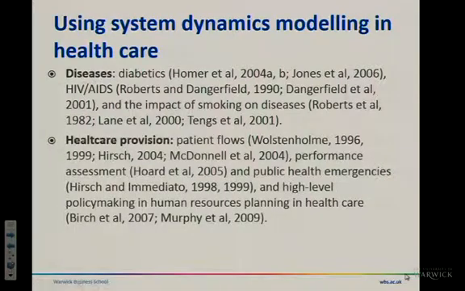Other models are mostly looking into how they solve the problem of healthcare provision, patient flows, where you can track the patients through different stages of the treatment and how these stages affect the resources that you have in the system. How can you see the different performance assessment, right? How can you understand why accident and emergency become congested, and how do you tackle those sorts of problems, like public health emergency? How do you plan human resources in healthcare?